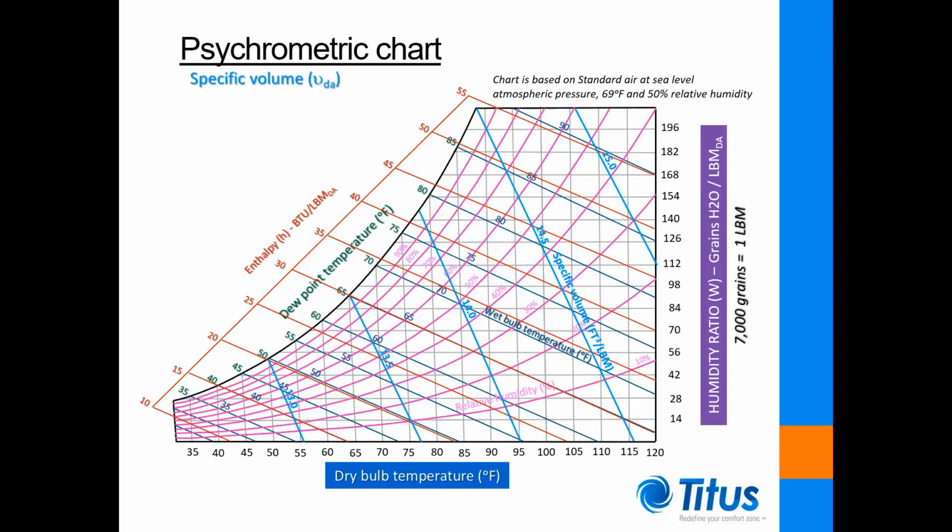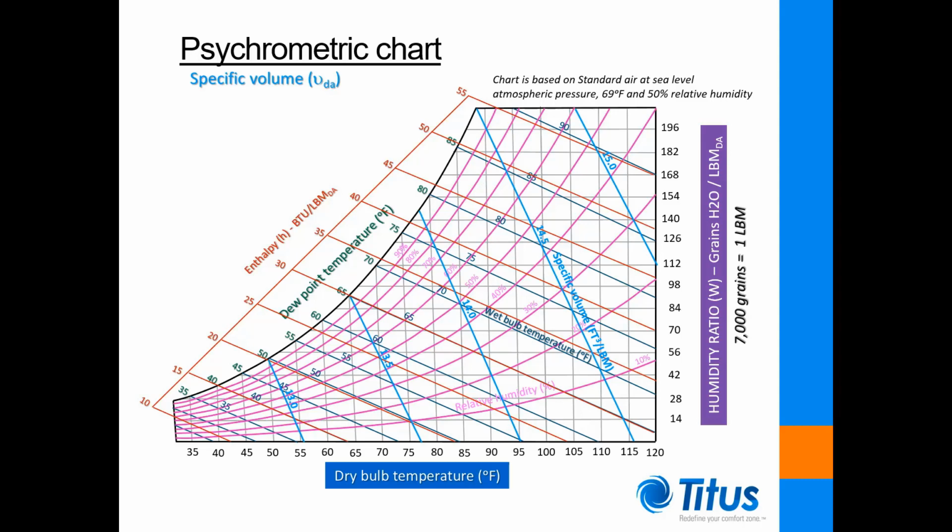Finally, the specific volume of a mixture expresses the volume in cubic feet that 1 pound mass occupies at sea level barometric pressure. A mixture's density is the inverse of its specific volume. For example, a mixture whose specific volume is 13.5 cubic feet per pound mass would have a density of 0.074 pounds mass per cubic foot.